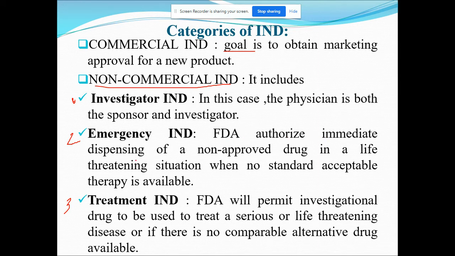FDA authorized immediate dispensing of the non-approved drug if a life-threatening situation has arisen when no standard acceptable therapy is available. Such an IND is called the emergency IND. Emergency IND, what it was explaining, student, try to understand. FDA is giving permission for the immediate dispensing of the non-approved drug if a life-threatening situation has arisen and when no standard acceptable therapy is available.